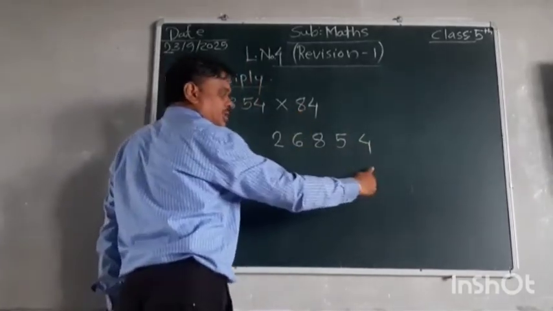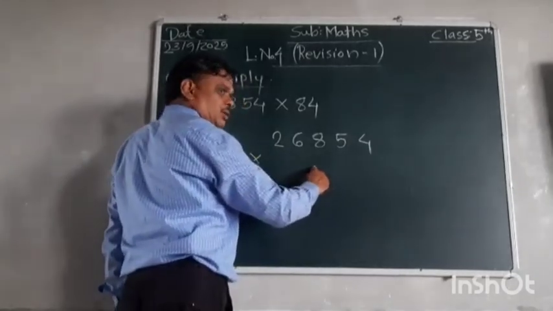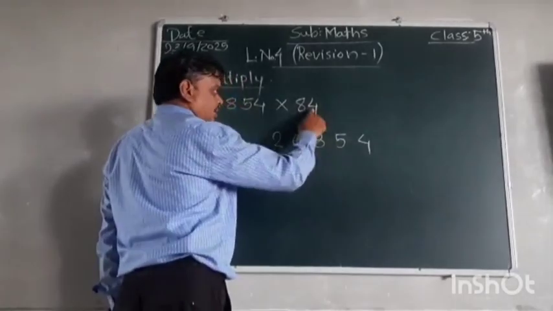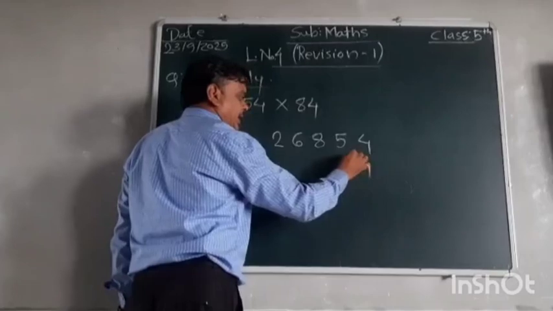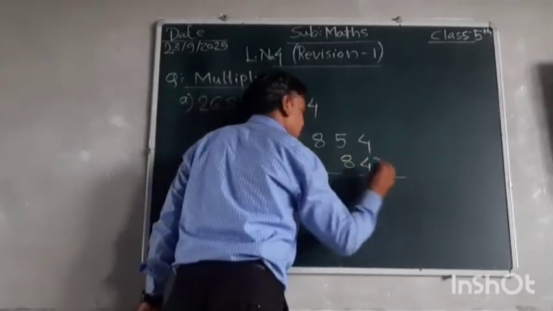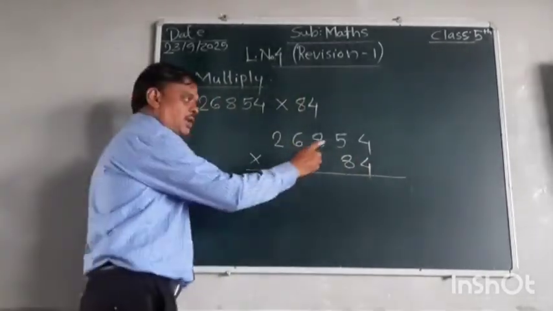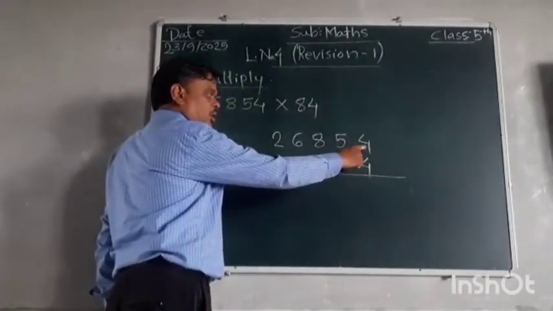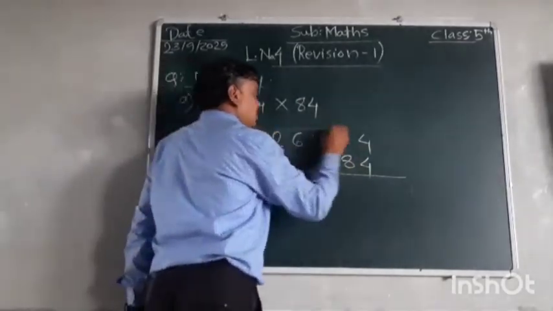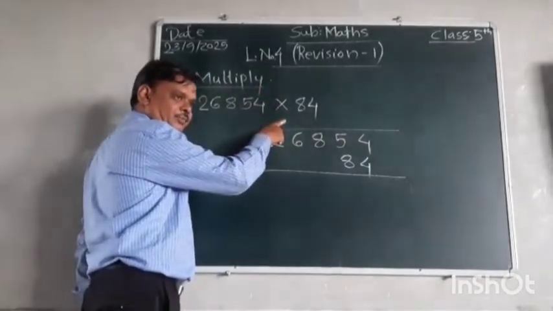So you have to start from the number on the right side and go to the left side. This is the 4 and then 8, like this. Understand everyone? Now here you have to first multiply by 4 all these numbers one by one. You have to place the carry on the upper side of this line.